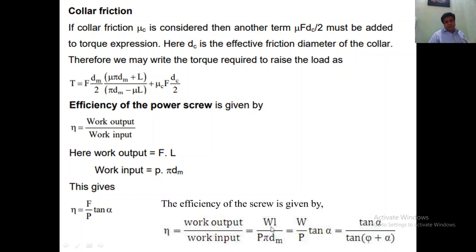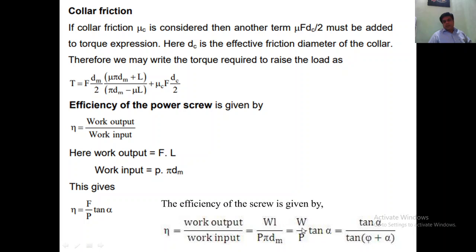So again, same equation here, efficiency is output by input. W is nothing but F in this case. I told you that different textbooks use different notations. So here W is nothing but F. P is nothing but the external force you are applying. So the same thing will come here, W into L or F into L, and P into pi dm. So W by P, and L by pi dm is nothing but tan alpha.